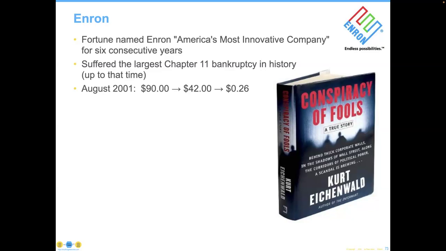Makes for a great summer reading book. I know it's the middle of winter right now, but if you do have books that you're thinking about for the summer or somebody likes to read, forget about the Enron stuff. It's just a great story. But back to our Enron story here.